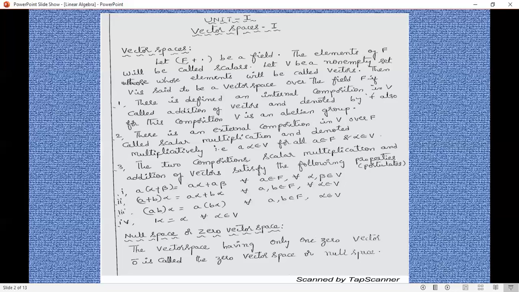Next one is the null space or zero vector space. The vector space having only the zero vector, that means 0 bar, is called the zero vector space or null space. If a vector space contains only 0 bar, then it is called the null space or zero vector space. As usual, we discuss the null ring or zero ring in rings. In that, the ring contains only the zero element. In this, we are containing only the vector 0 bar.